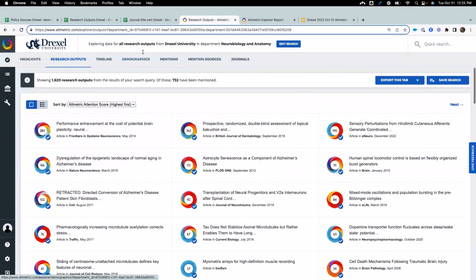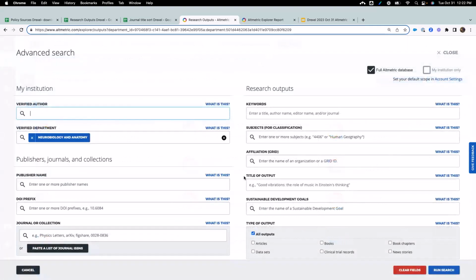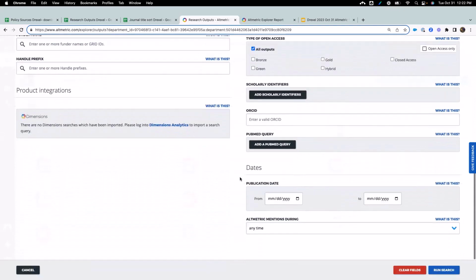So now our query has changed. I want to see all the research outputs in the Department of Neurobiology and Anatomy at Drexel. Now, you can further limit this by clicking here on edit the results or edit your search by limiting by publication date, for example. If you only want to see things that have been published perhaps since 2021, and I guess I should put in, we'll say January 1st, 2021 forward. Then we don't have to enter any other dates here, and we can run our search.